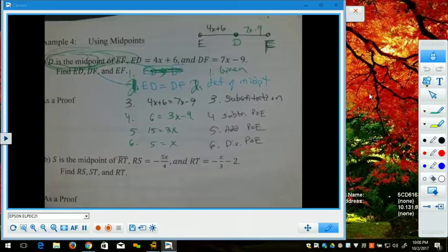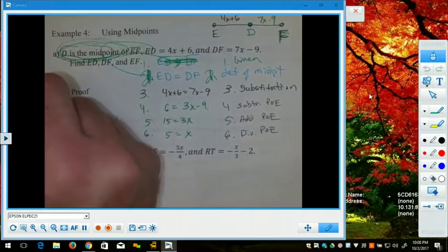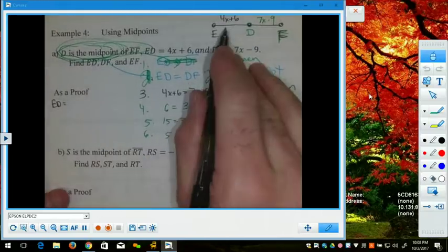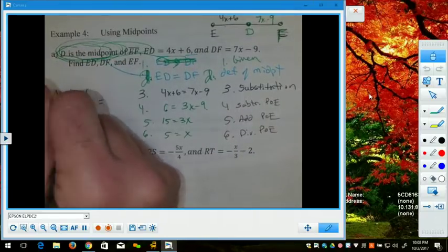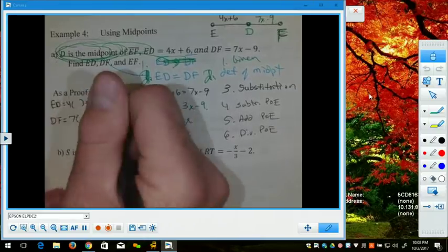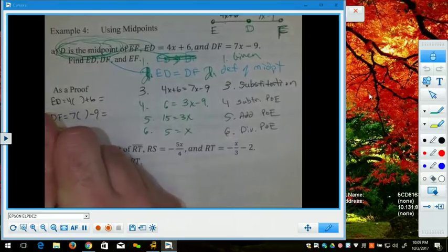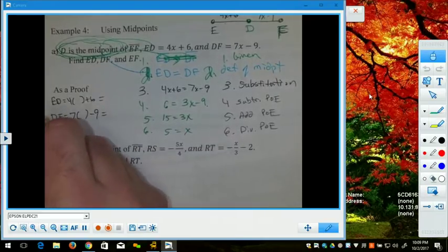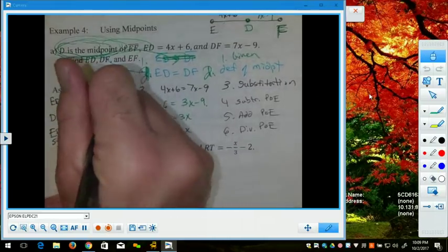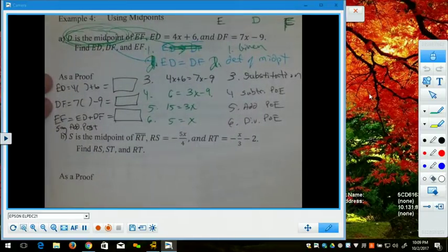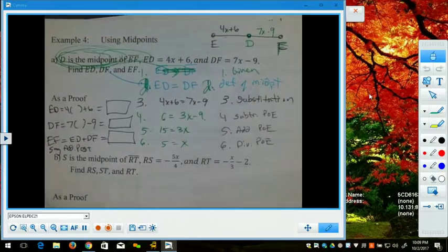Now there is one last step, and I'm not going to fit it in here, so I'm just going to leave my proof there for now. I'm going to write down that ED, and this is all by substitution, is 4x plus 6. DF is 7x minus 9. And EF, by the segment addition postulate, is ED plus DF. So I can get that answer as well. So those two are by substitution. You can see we're plugging it in. This last one I'm getting by adding the two together because they didn't give me an expression for EF.